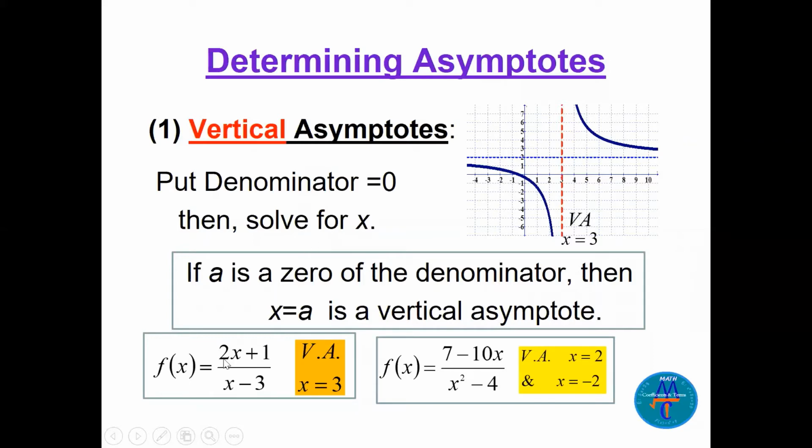So this one is a function (2x + 1)/(x - 3). What is the vertical asymptote? Take the denominator equals 0, so x will be 3. This one we have (7 - 10x)/(x² - 4). What is the vertical asymptote?